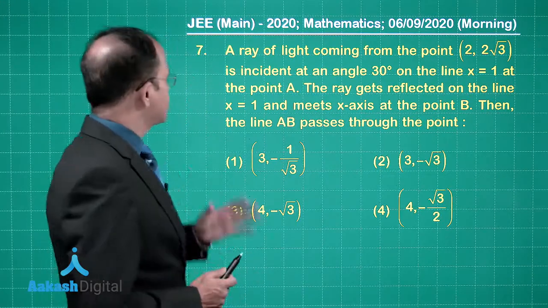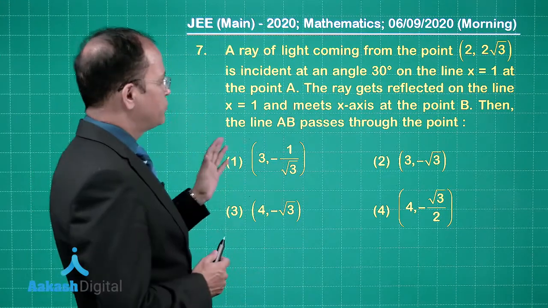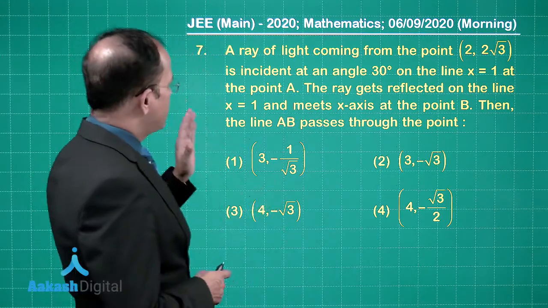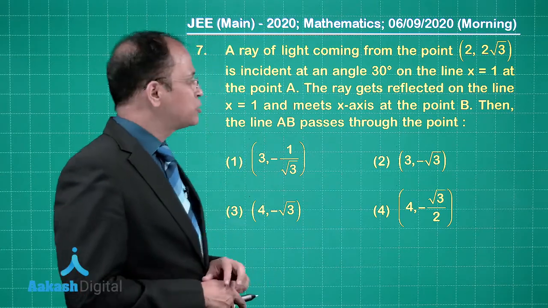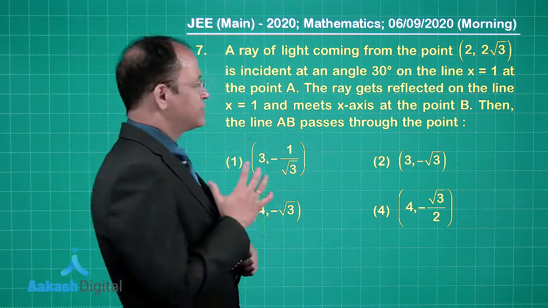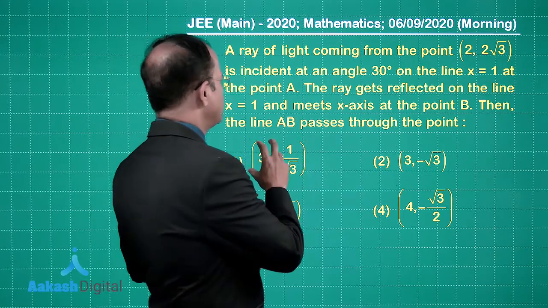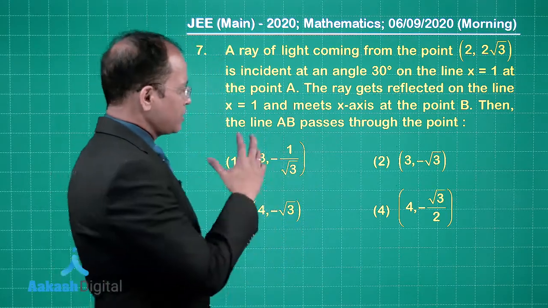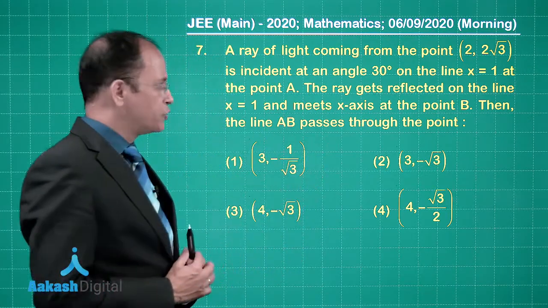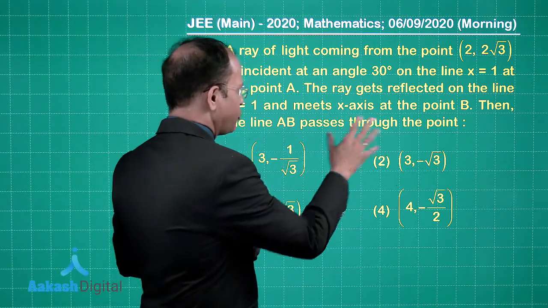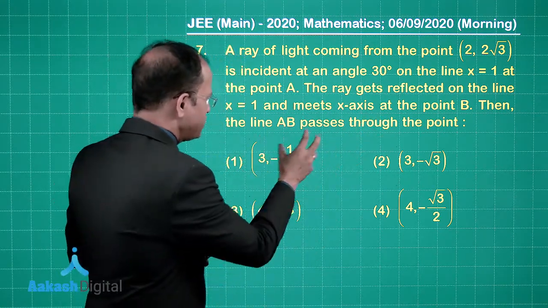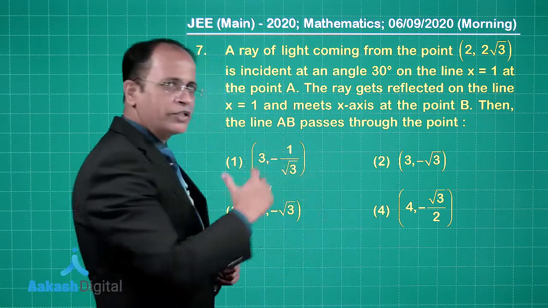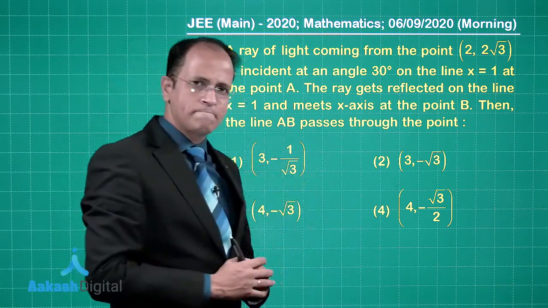Now friends, let's discuss question number 7. It is a problem which is based on straight line. A ray of light coming from the point (2, 2 root 3) is incident at an angle 30 degree on the line x is equal to 1 at the point A. The ray gets reflected on the line x is equal to 1 and meets the x-axis at the point B. Then the line AB passes through the point, and these are the 4 points we have. We have to check for that.